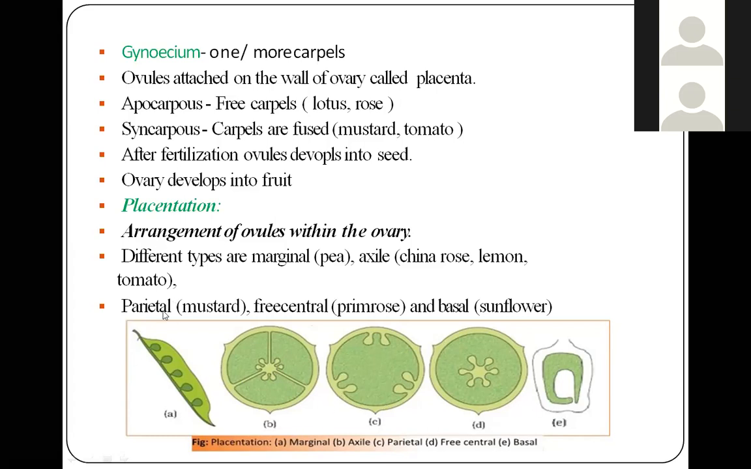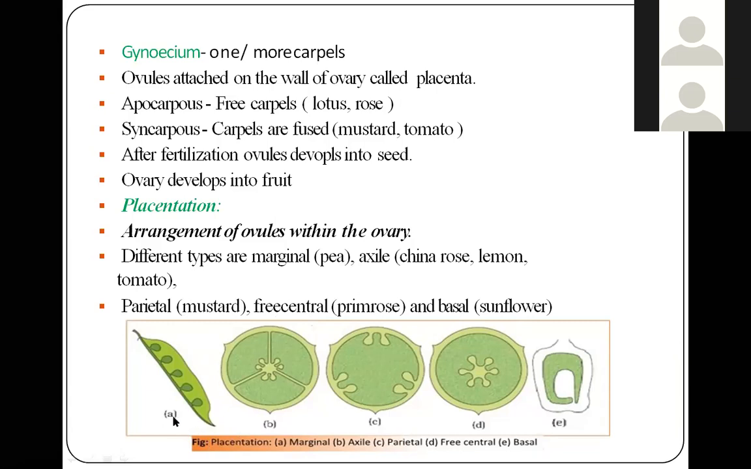Here in the last 2 points where I'm showing the arrow, you can see that along with the placentation type, the examples are also given, right? The marginal type is seen in pea, axile type is seen in lemon, china rose, or tomato. Parietal is seen in mustard, free central is seen in primrose, and basal is seen in sunflower. So what is the difference between them?